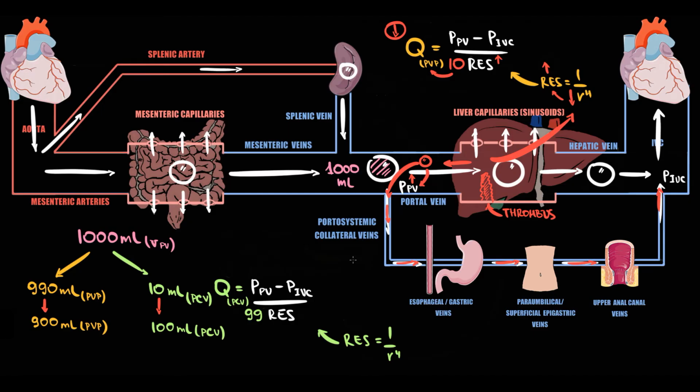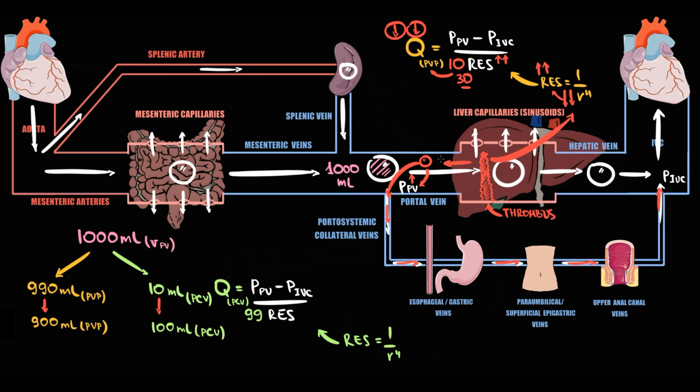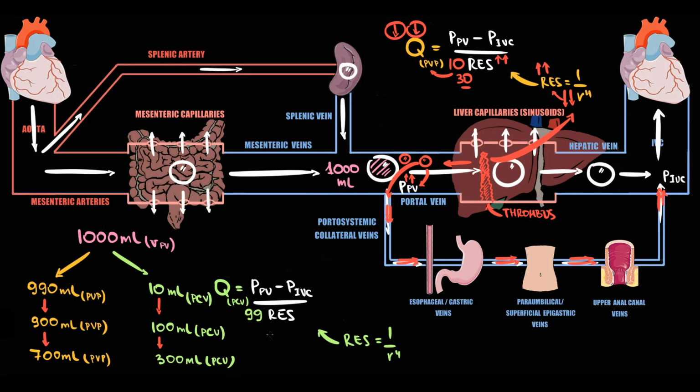Now let's suppose that obstruction becomes even more severe. So radius decreases even further. Thereby resistance increases, for example, resistance becomes 30 times greater than normal. So now from 1000 ml of blood, approximately 700 ml is going to the portal vein pump line, and approximately 300 ml is going to portosystemic collateral vessels.